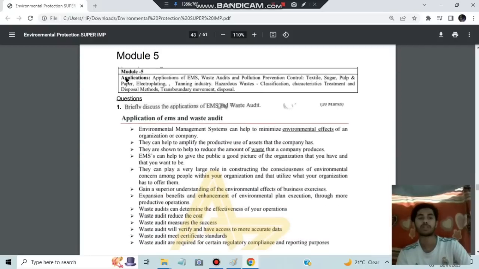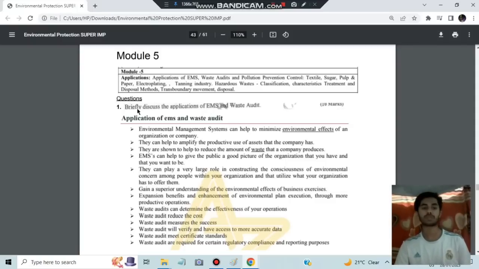Moving on, we have the module 5, which is about the applications of EMS, waste audits, sugar and pulp industries. Like in industries, pollution is happening, right? Different industries, different pollution is happening. What are those pollutions? What is causing those pollutions? How can you overcome it? Basically, about that we have to write. Hazardous waste are there. About hazardous waste, something you have to do. What is its disposal method, and different kinds of disposals.